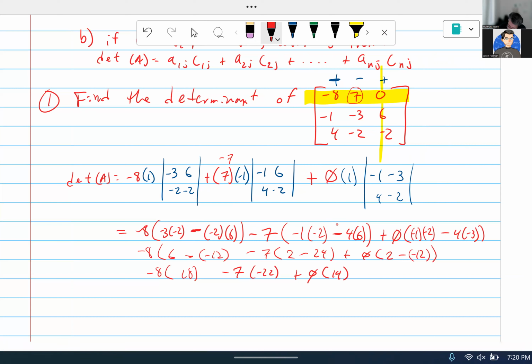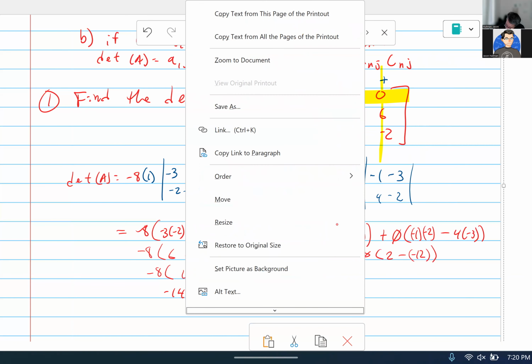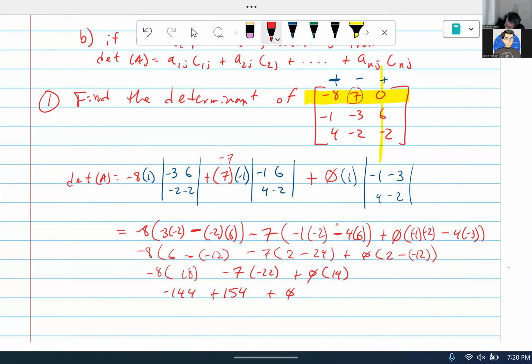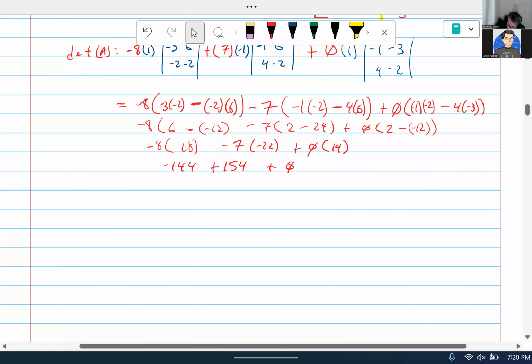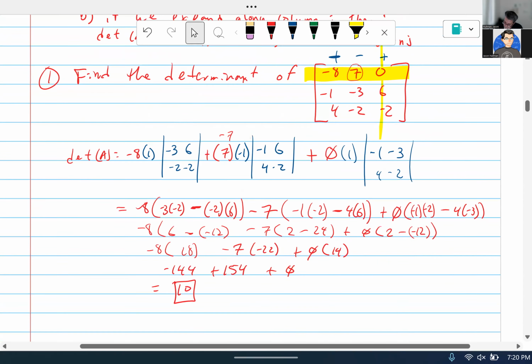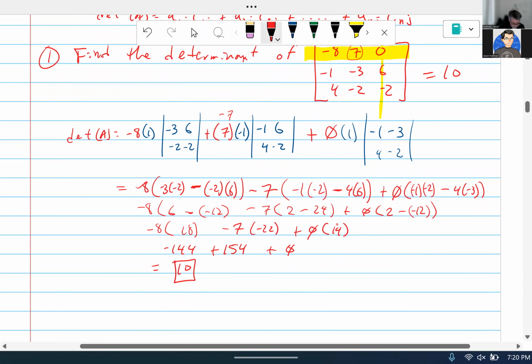Okay, negative 8 times 18, that's negative 144. Negative 7 times negative 22, that's positive 154. And then we get plus 0. And so our answer becomes 10. Okay, so our determinant to this matrix was 10.